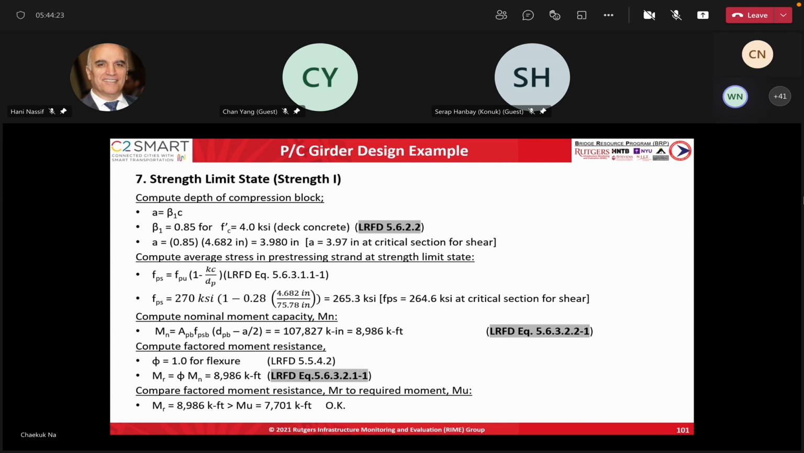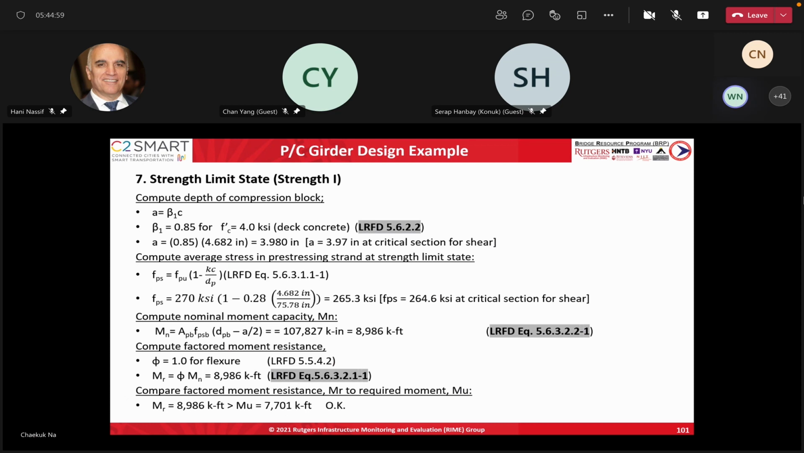Okay. After finding C, we find the depth of the compression block based on the value of beta, which is dependent on f'c. And after getting a, we will use it in the nominal moment capacity. But before that we need to find the stress at ultimate, the highest stress attained in the strands at the ultimate state. It's using this formula, and then we compute Mn based on that.